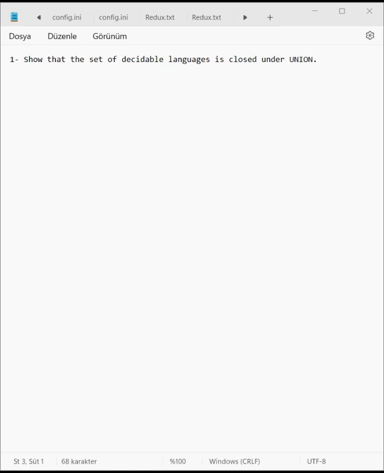Of your homework tonight: show that the set of decidable languages is closed under union. Let's prove that. Let's say definitions. A decidable language is a language that can be recognized by a fixed Turing machine. The union of two languages, A and B, contains all strings that are in either A or B.